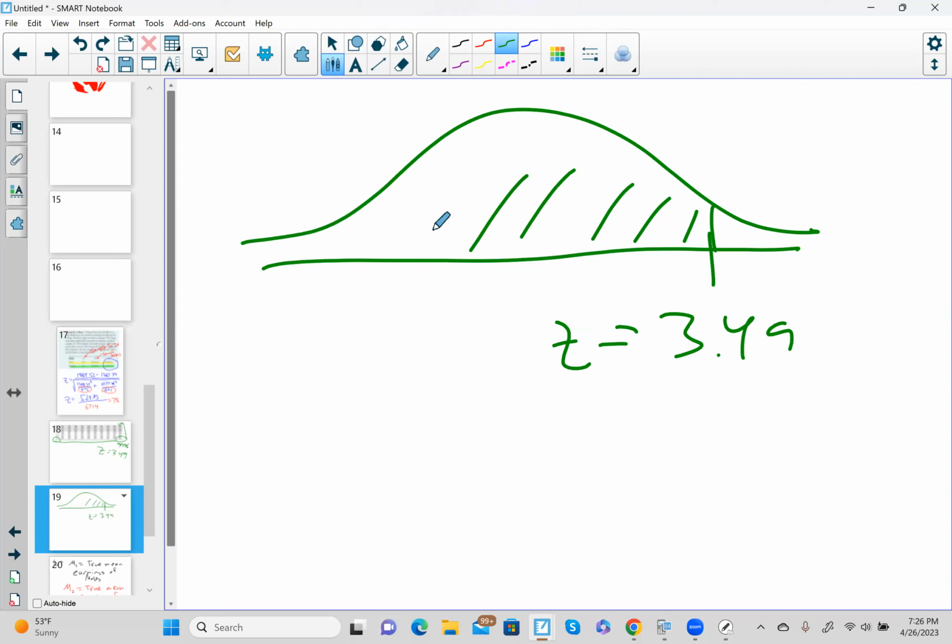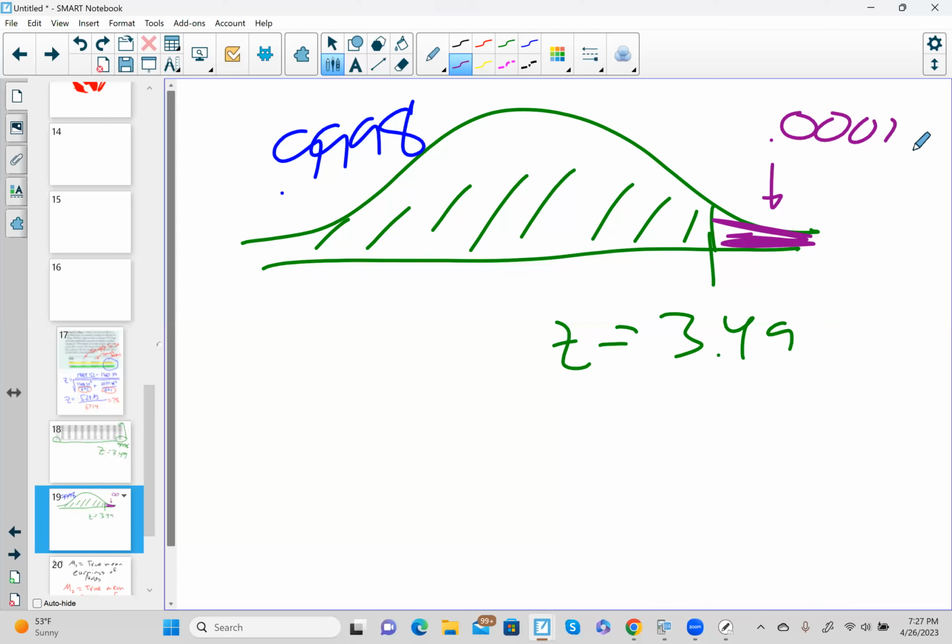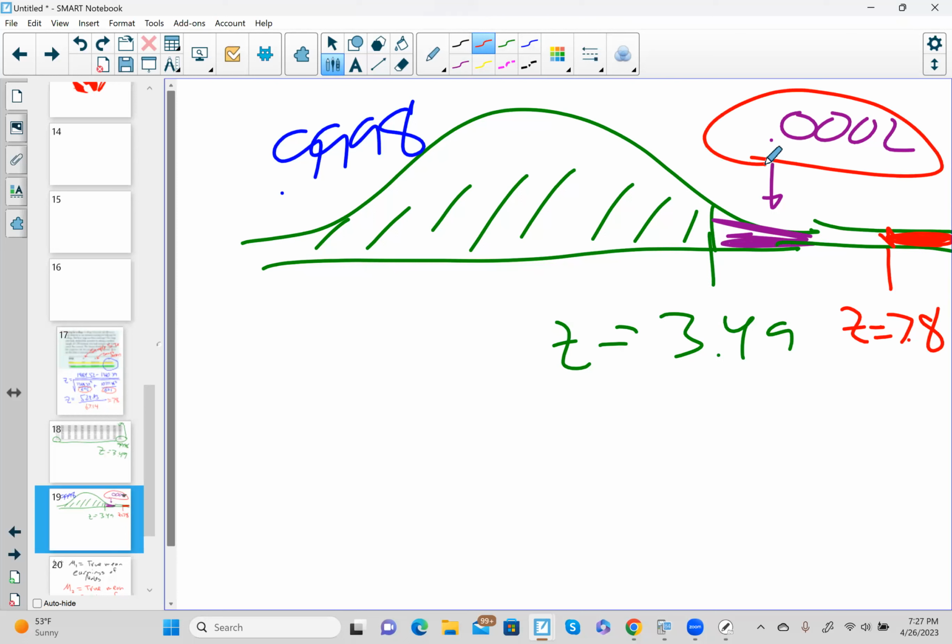The area on this side would be 0.9998. So this little bit of area up here is 0.0002. But our z-score that we got is way out here somewhere. It was z equals 7.8. So it's so far off the screen that clearly the area above that has to be less than this 0.0002, forgive me. So now we're ready to answer our question.